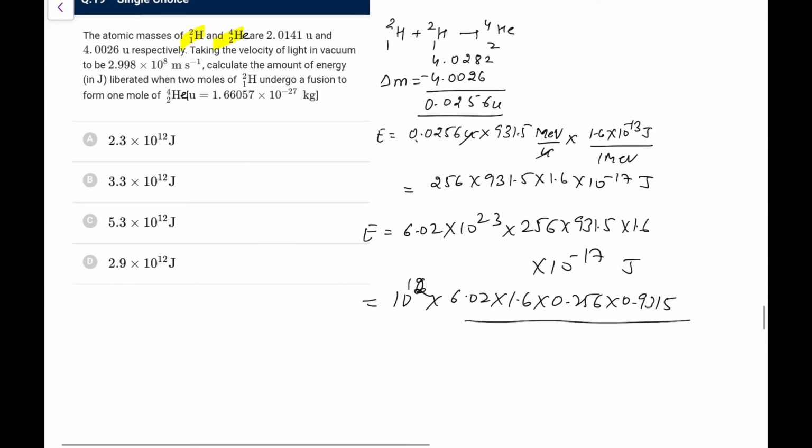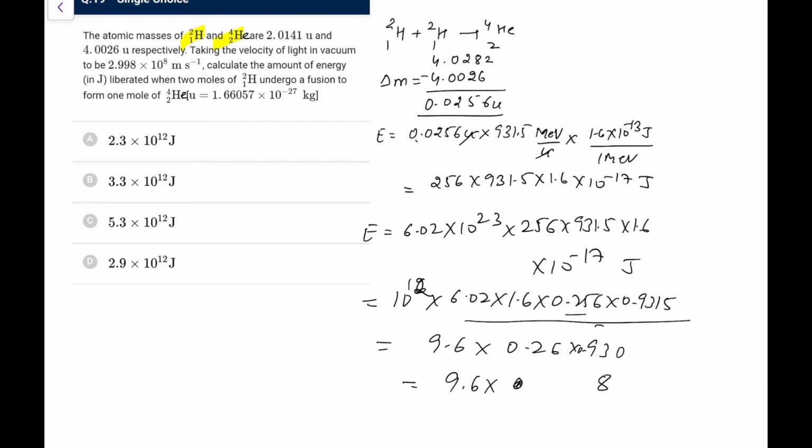Now we have to check which is closer to this. 16 6 is 96, so it would be 9.6, and it is 0.256 into 9.315. Let me take it as 930 to simplify, 0.93. So 9.6 into 0.26 into 9.3. 26 3s is 78, 26 9s are 260, 240, 234, 234 and 7, 241. I am assuming I am doing it right. So 0.2418.